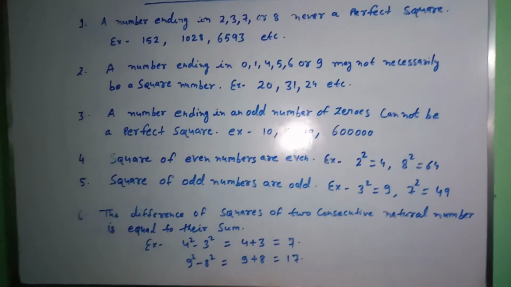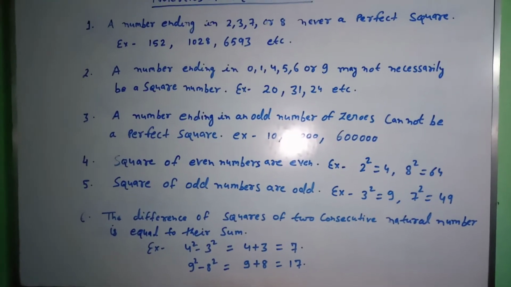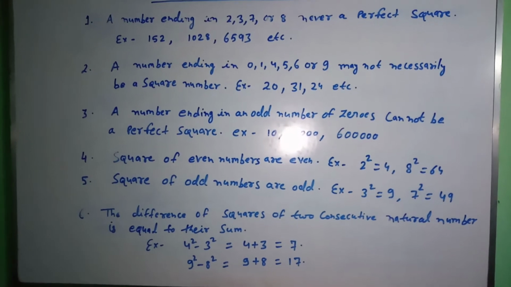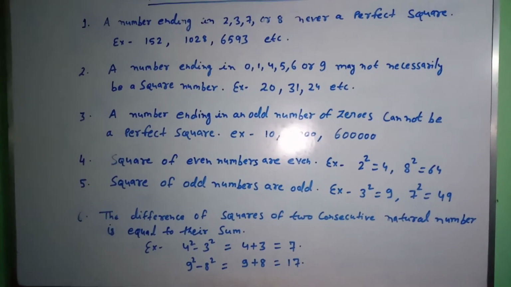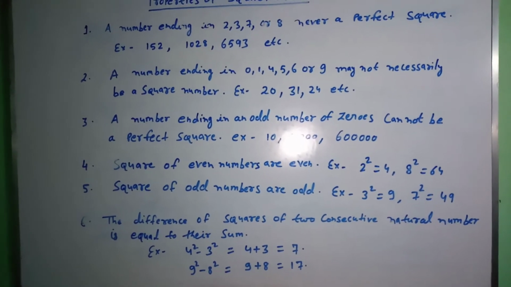Take another example, 9 square minus 8 square. Here also they are consecutive numbers. So we will write it directly, 9 plus 8 equal to 17. Understood?